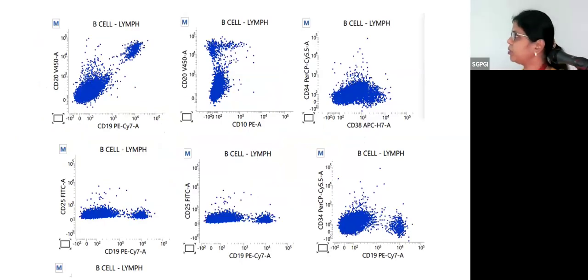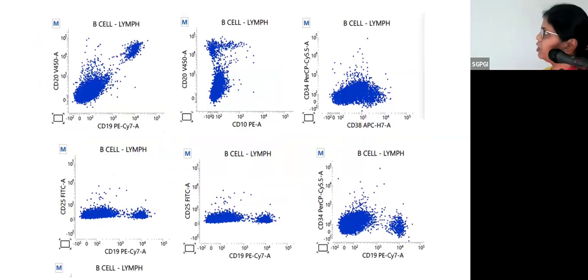Then these are the plots from the B tube. We can see that this is your CD20 population, and this is a major chunk which is negative. CD10 is negative. There is some expression of CD38, but CD34 is negative. Then here again, you can see CD25 is negative. And I think I have wrongly put this plot here.